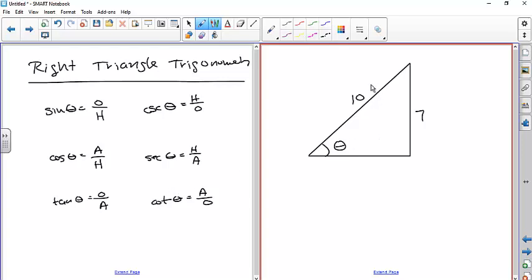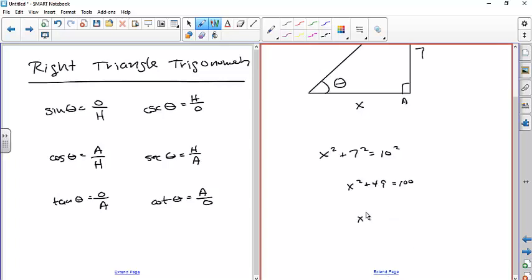You know, this is the hypotenuse, this is the opposite, this is the adjacent. Here's your right angle. So let's call this x, the unknown. Well, the Pythagorean theorem says x squared plus 7 squared equals 10 squared. x squared plus 49 equals 100.